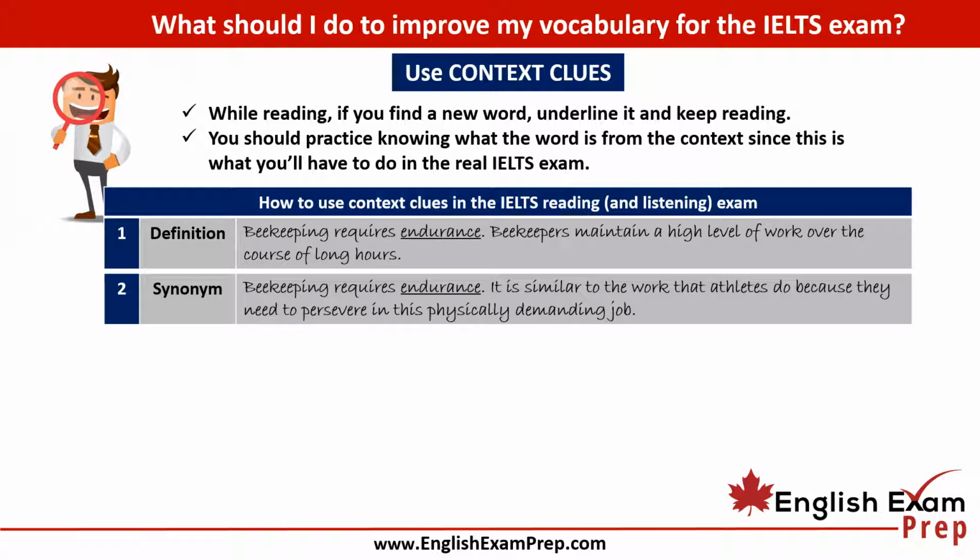Well, the first option that we can use is simply seeking a definition of that word. So we'll talk about beekeeping again. And let's say the person doesn't understand what the word endurance means. All right, so we have the article that says beekeeping requires endurance. Beekeepers maintain a high level of work over the course of long hours. All right, so we can see that the next sentence actually gives us the definition of endurance. And we didn't need to look in a dictionary to know what that means.